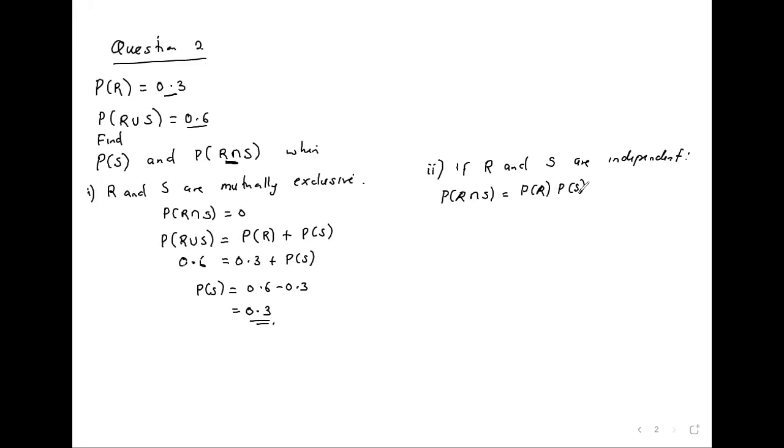So here, if they are independent and we want to find the probability of S, then we'll say the probability of S is equal to the probability of R intersection S over the probability of R.